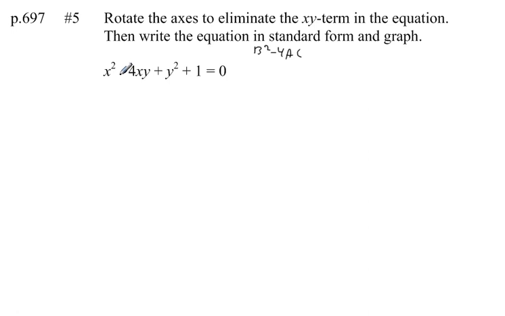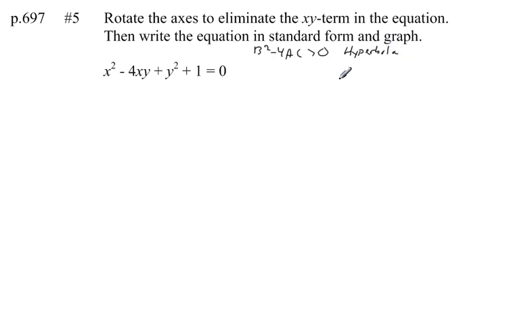Well, b is the number in front of the xy term, so b squared is negative 4 squared, or 16, minus 4 times a times c, which are both equal to 1. So 16 minus 4 is 12, which is greater than 0. Since it's greater than 0, we know we're talking about a hyperbola. So in the end, we're going to have the graph of a hyperbola.